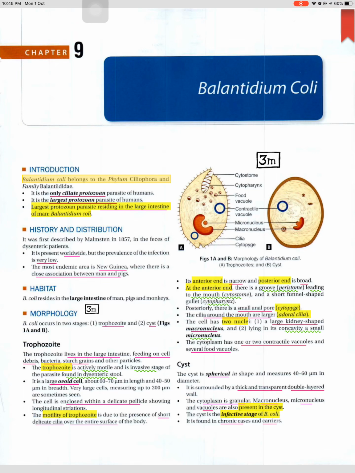Chapter 9. Introduction. Balantidium coli belongs to the phylum Ciliophora and family Balantididae. It is the only ciliate protozoan parasite of humans. It is the largest protozoan parasite of humans, residing in the large intestine of man.